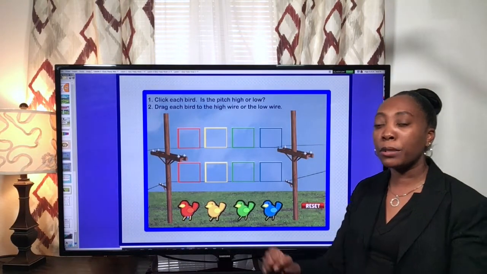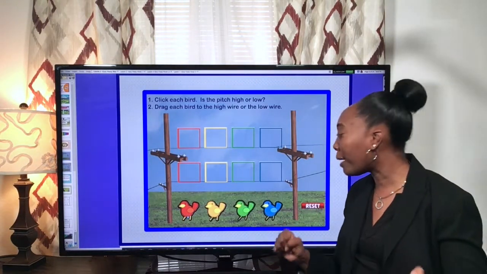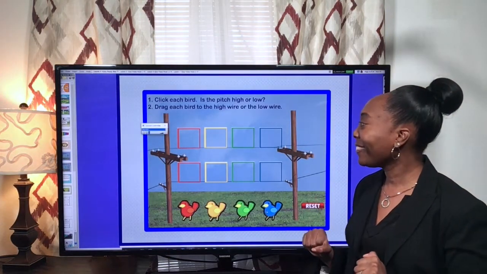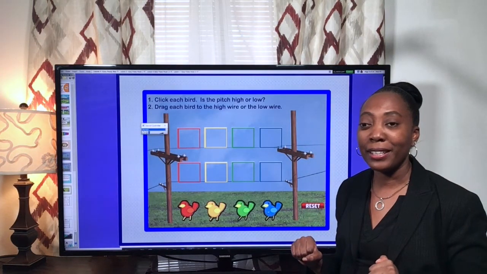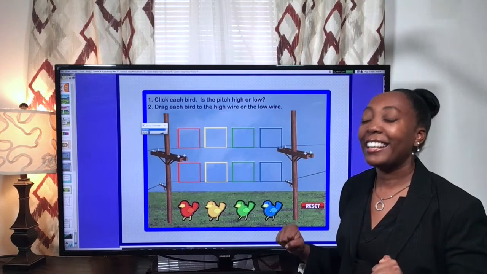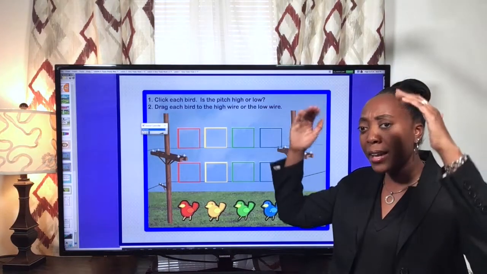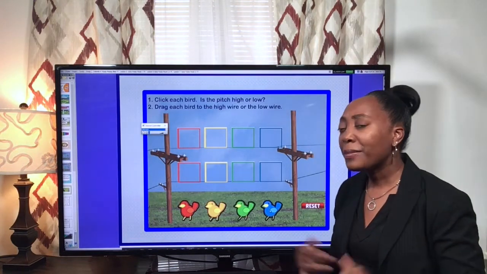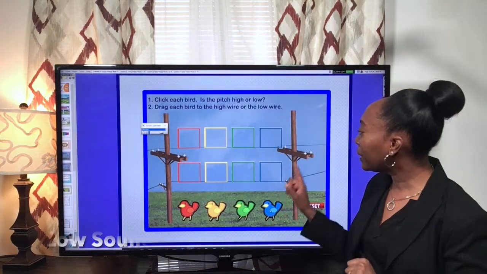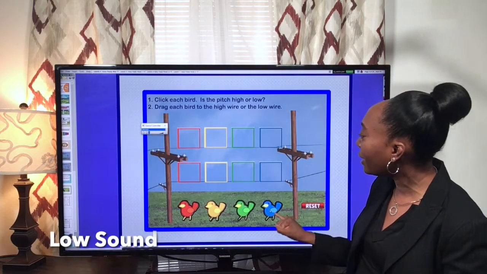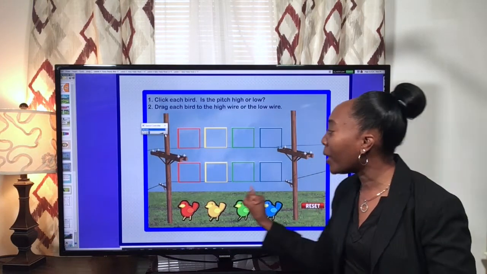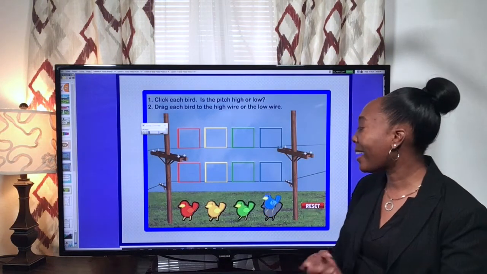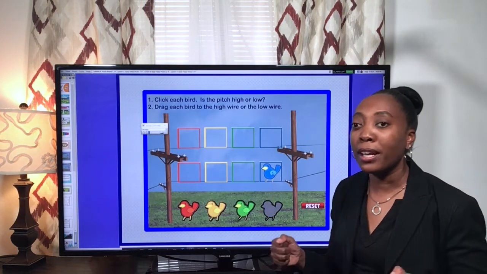So what color should we start with? Let's see. Oh, I feel like a bluebird. So let's start with blue. Oh, did you hear that one? Let's do it again. Yeah, now what do you think? Is it high or low? I'm not too sure. What do you think? That's right. It's a low sound. So we're going to put that low bird on a low wire and the blue square. Okay? Excellent.